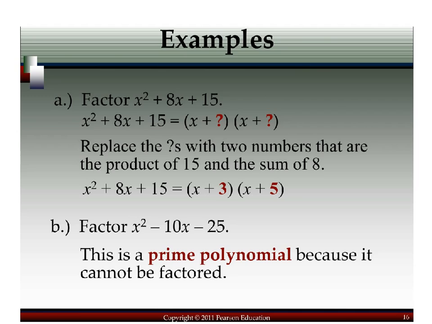Now, if this was a plus sign right here, there are two factors of 25 that add up to negative 10, negative 5 and negative 5. So negative 5 times negative 5 is positive 25, and those two factors will add up to be negative 10. But since this right here is a minus sign, it cannot be factored. So this is called a prime polynomial.